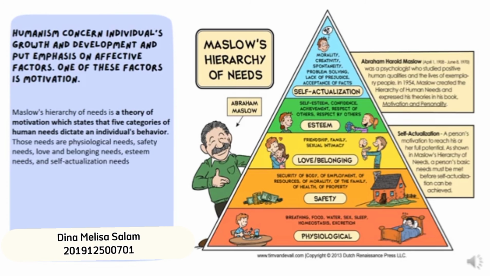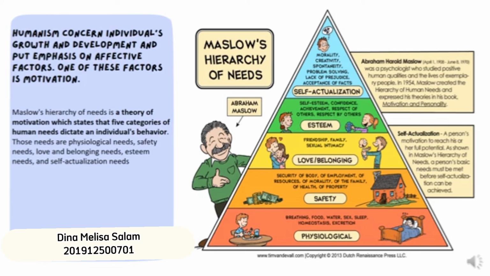Humanism concerns individuals' growth and development and puts emphasis on affective factors. One of these factors is motivation. Maslow's hierarchy of needs is a theory of motivation, which states that 5 categories of human needs dictate an individual's behavior. Those needs are physiological needs, safety needs, love and belonging needs, esteem needs, and self-actualization needs.